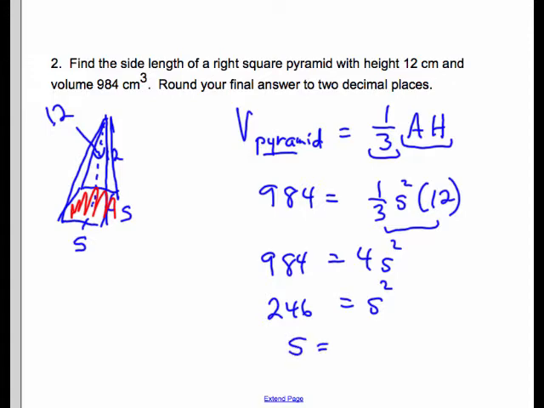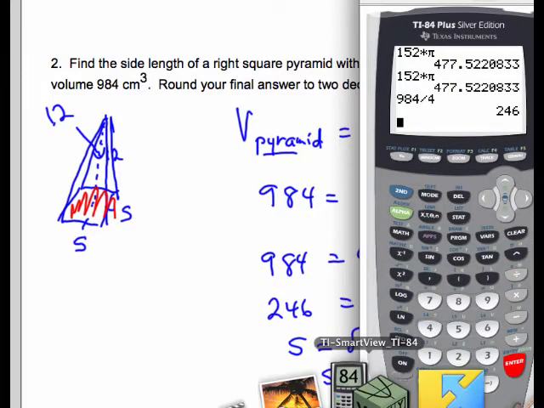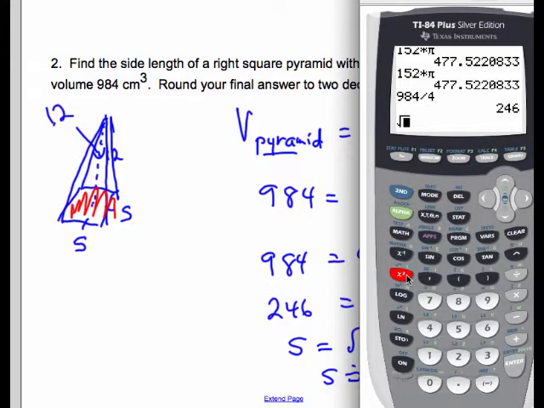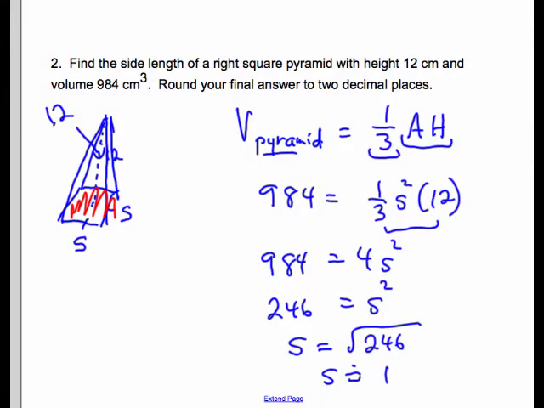And so the side length would be the square root of 246, which means that approximately the side length is 15.68 centimeters.